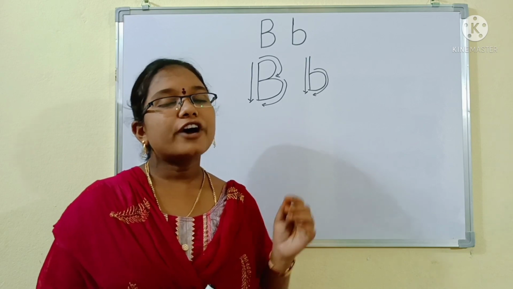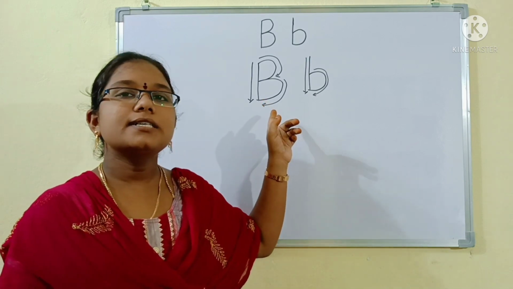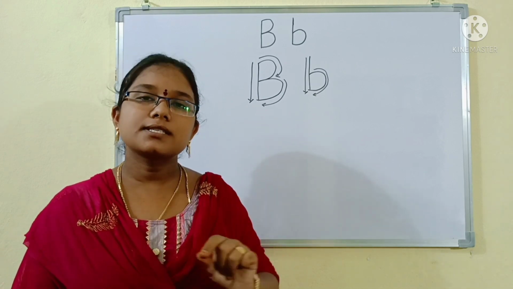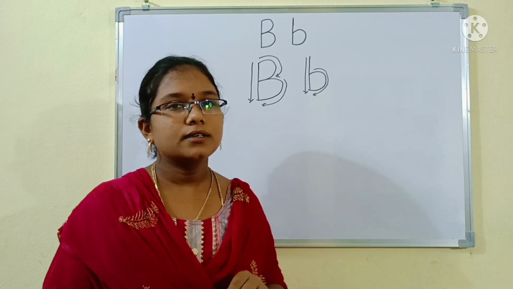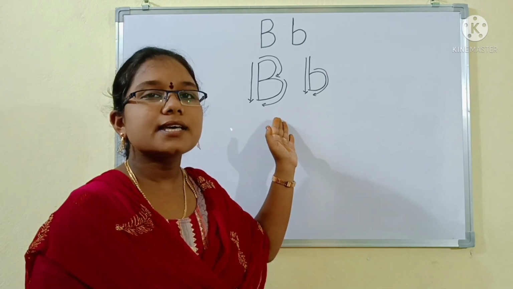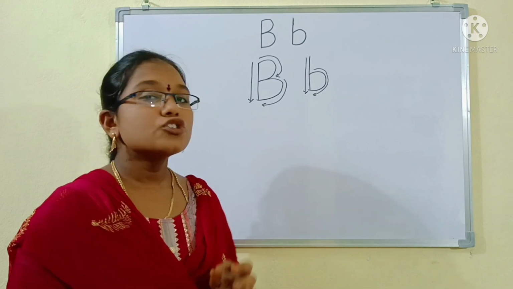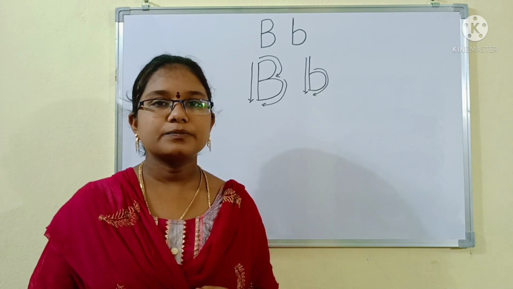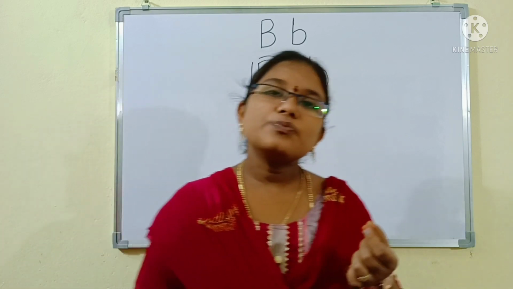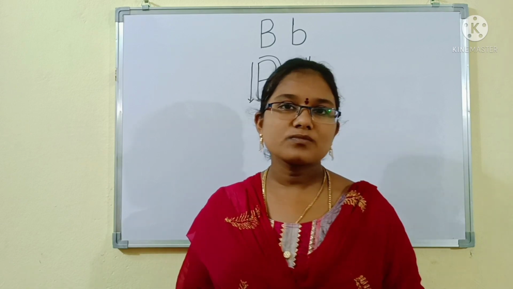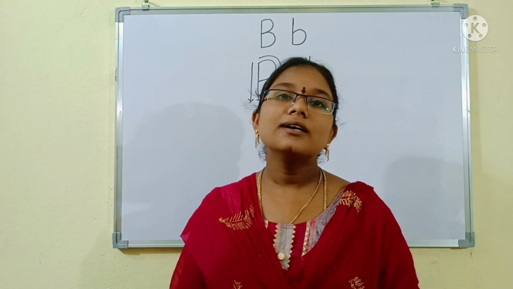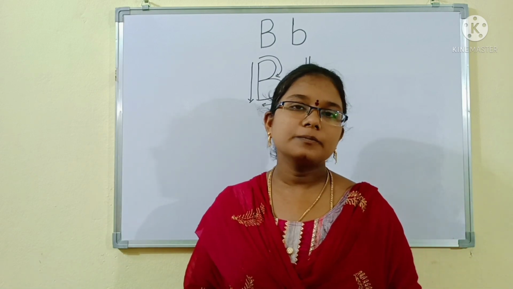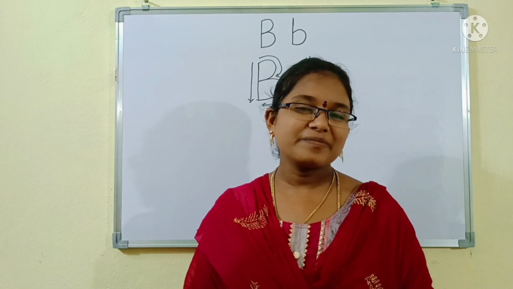And now, what is the sound made by the letter B? The letter B gives the sound B. To remember the sound, we have a tiny rhyme here. Do you want to play with a bat and ball? Do you like to play? Yes. We have a small rhyme with the bat and ball. Shall we sing the rhyme?